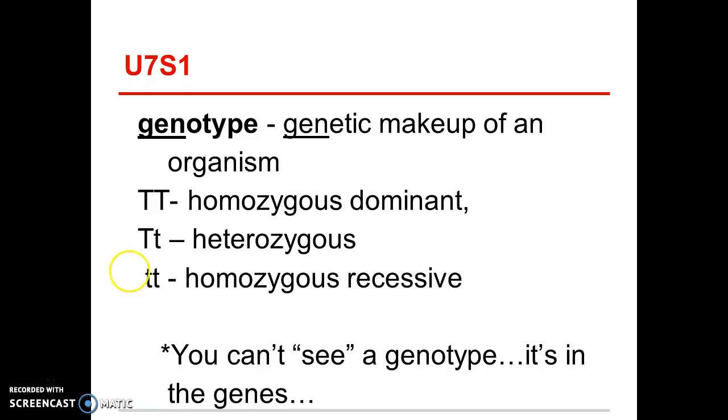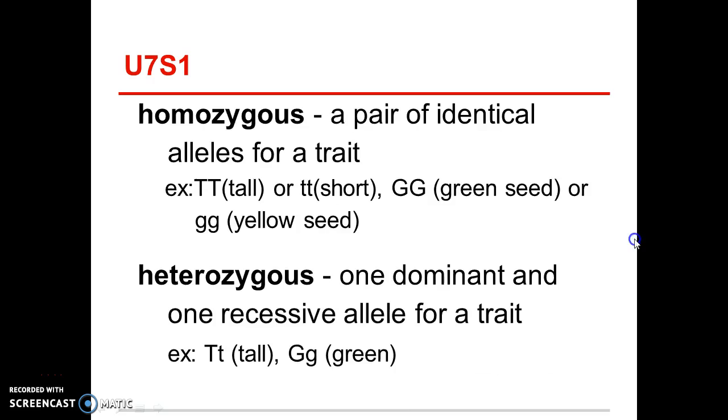They're always going to be 2. One from mom, one from dad. You're always going to have 2 alleles for a particular trait. So the letters represent your genotype. You cannot see a genotype. It's actually in the genes. So this is your letters, what we're considering.